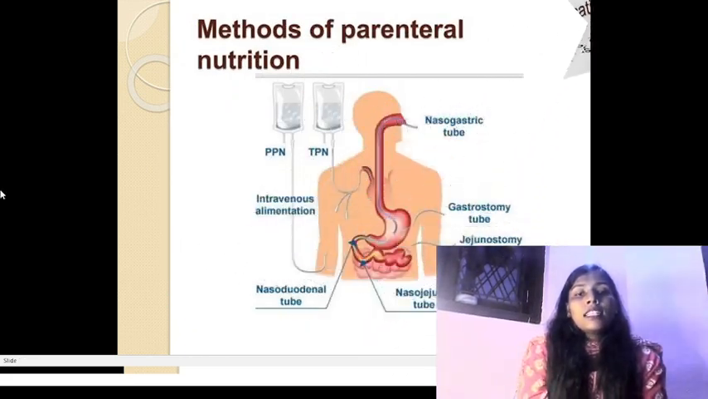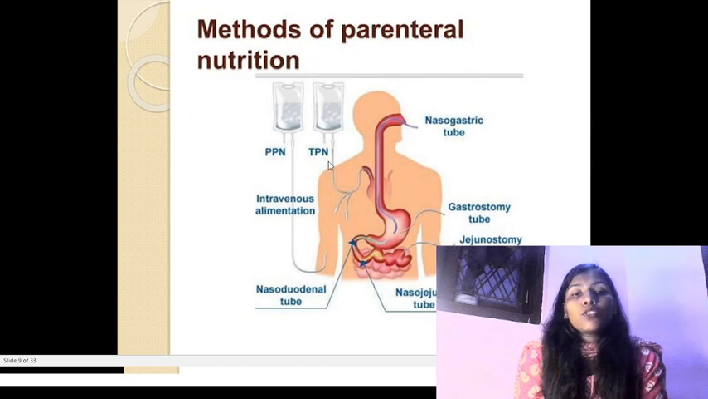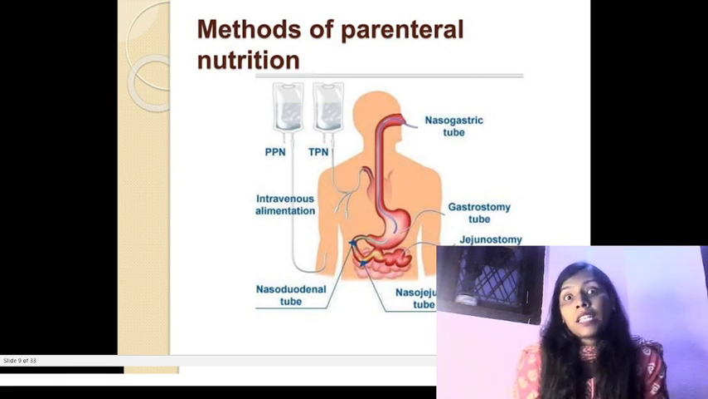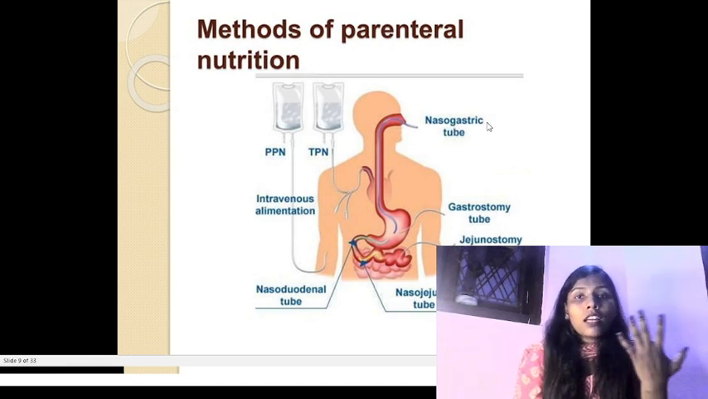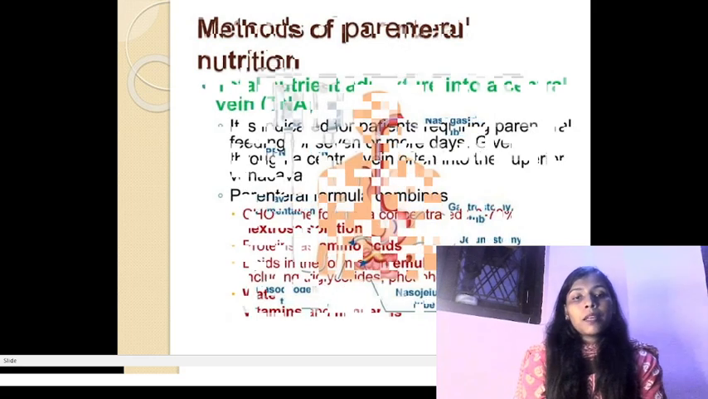In this picture you can see this patient is getting TPN from the central line. Okay, the subclavian vein central line, which goes to your right atrium. We can also use a peripheral line, that is also known as PICC. By that route we can give. Other methods you can see: we have nasogastric tube, gastrostomy tube, jejunostomy, all those tubes you might be seeing.